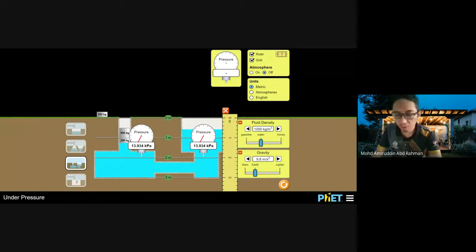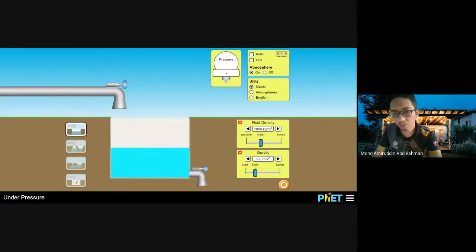Okay, and then for number 7, you reset all. This is the reset button, so you reset all. Then select to display grid and set on sphere off and fill the tank. You need to put again the pressure clock.